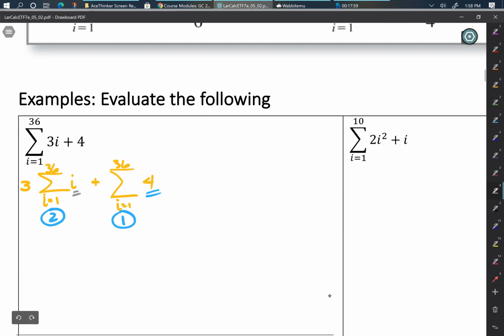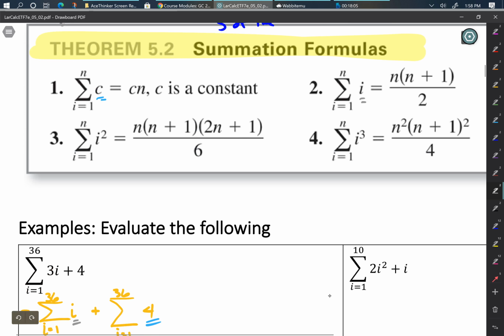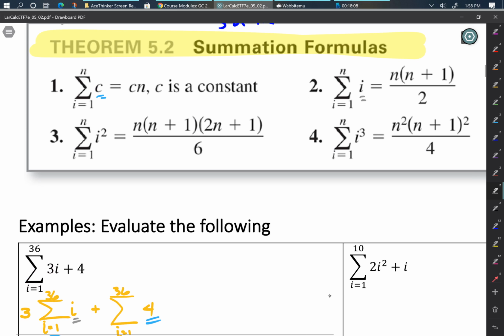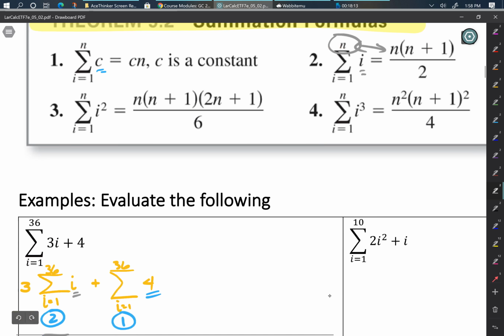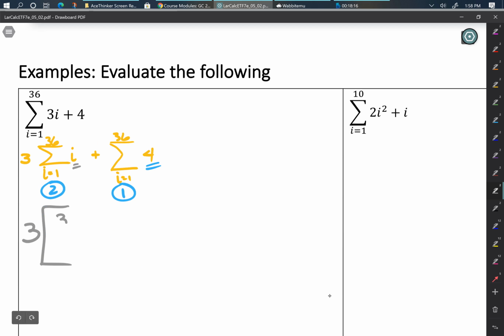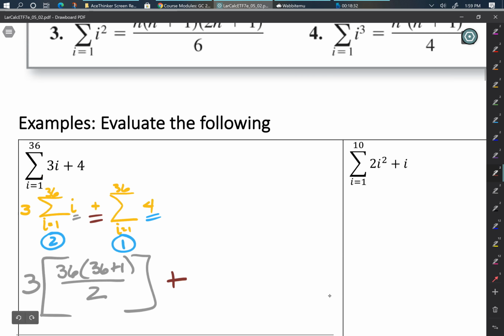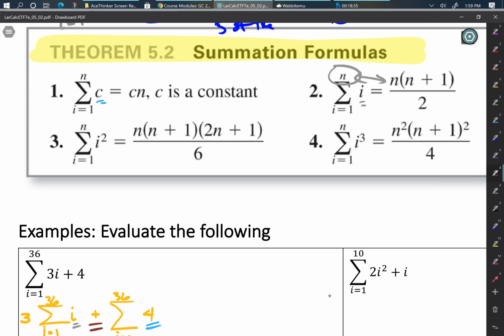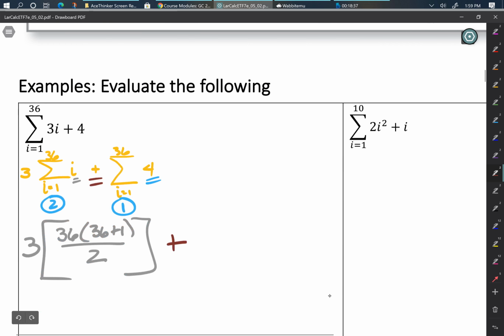Right? So this is going to give me 3. And then what does i turn into? It becomes n times n plus 1 divided by 2, where n is our upper limit of summation. Right? Whatever that upper limit is. So it's 36, the upper limit of summation, times 36 plus 1, divided by 2. Plus, and this addition symbol is this addition symbol. Now I'll move to the second summation where I'm going to use property number 1 that says if it's a constant, it's just the constant times the upper limit of summation.